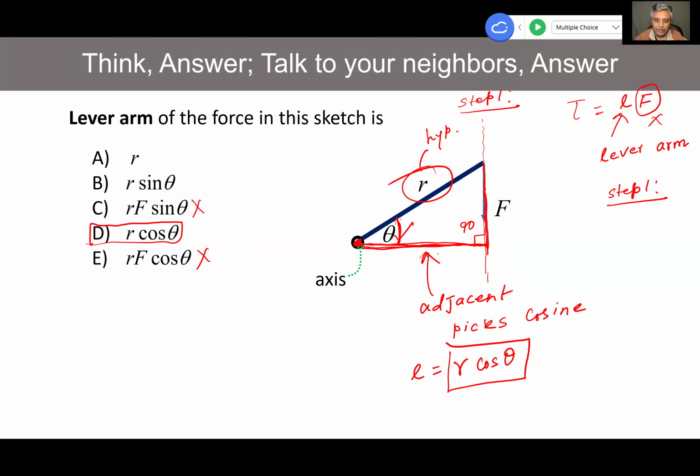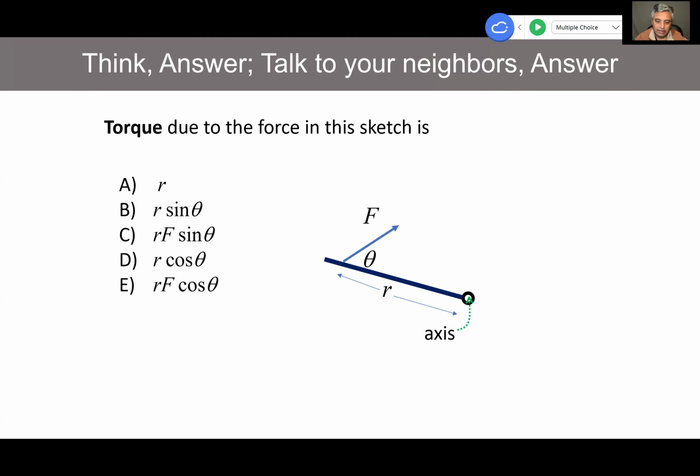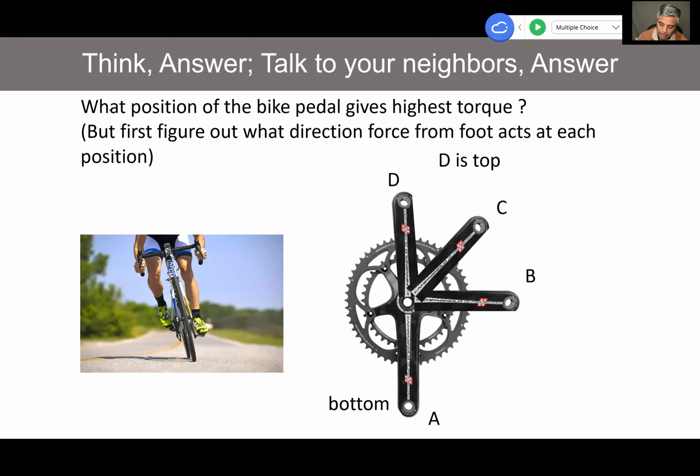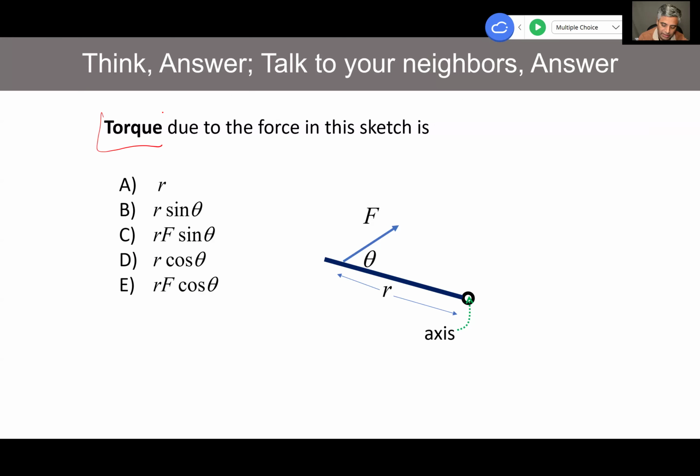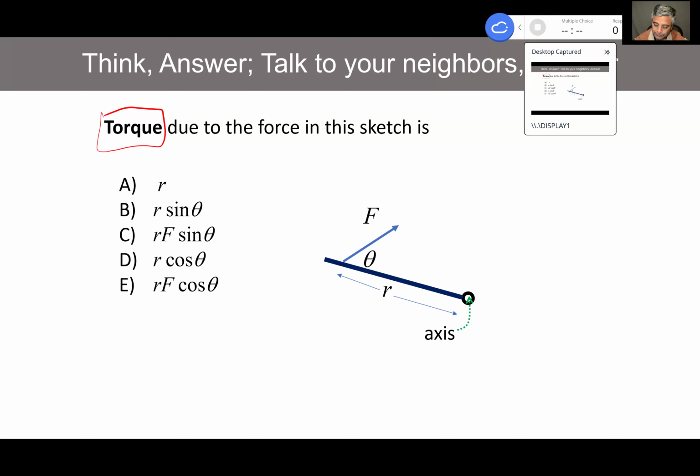I don't hear anything, so let's go to the next question. This time you are finding torque. To find torque, you need the lever arm, right? So lever arm times force. We learned three different methods, so you can use any one of those. I'm opening the poll.